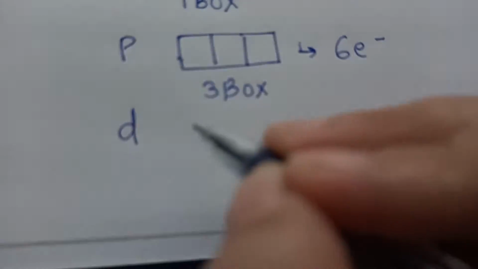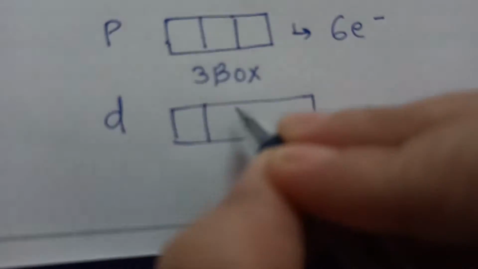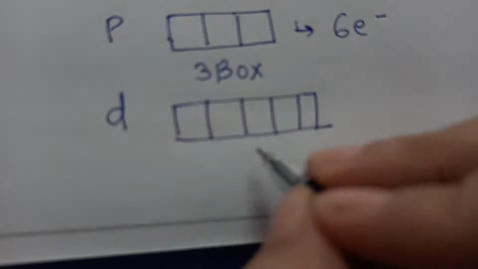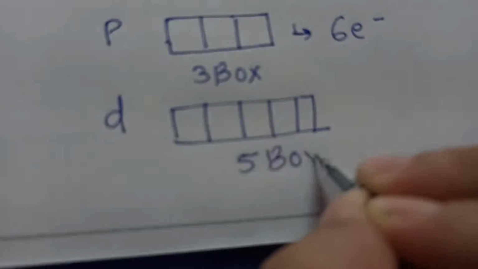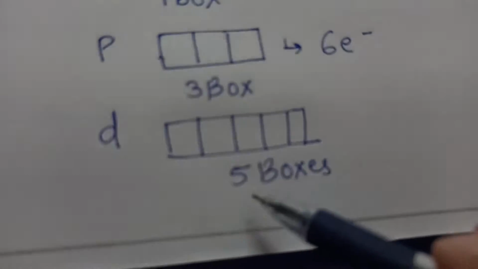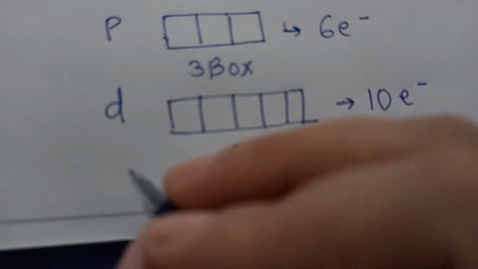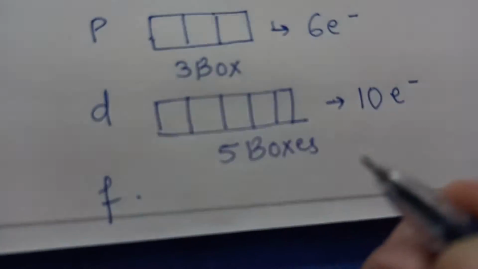Then comes d. D has 5 boxes. How many boxes? 5 boxes. You know already one box can hold 2 electrons, so 5 boxes can hold how many? 10 electrons.